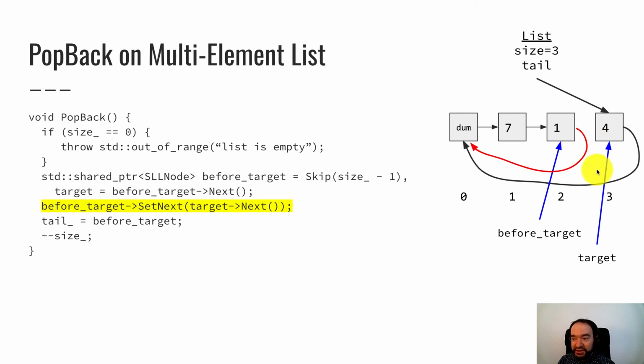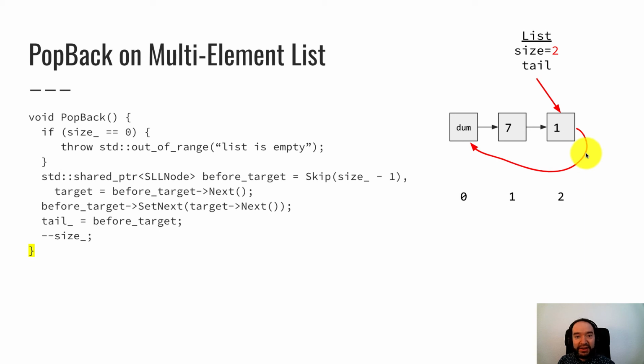Before target changes its next pointer to target's next. So that updates this red pointer to point to the dummy node because 1 is getting ready to be the last node. Then the tail is assigned to before target. That updates the tail pointer. Finally, size decrements to 2, which is accurate. And there's some kind of leftover garbage here. When we get to the end of the function, that all gets freed automatically.